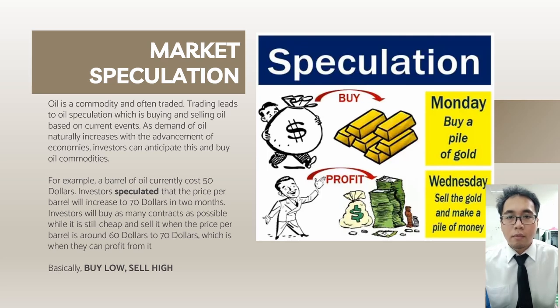For example, it costs $50 per barrel currently. Investors speculate that the price per barrel will increase to $70 in 2 months. Investors will buy as many contracts as possible while it is still cheap and sell them when the price per barrel is around $60 to $70, which is when they can profit from it. It is basically buy low, sell high.